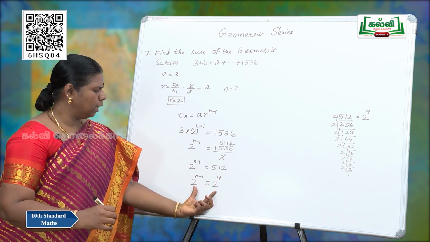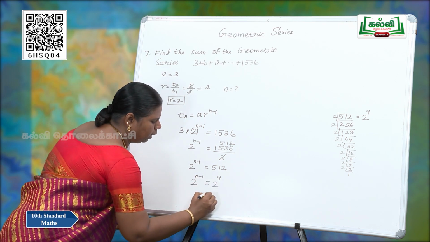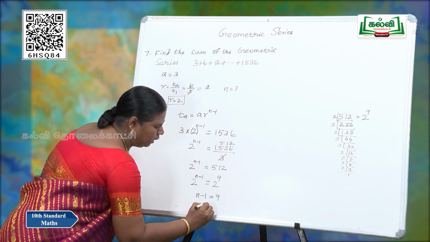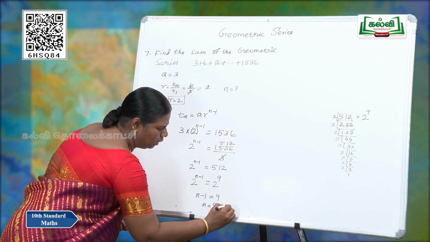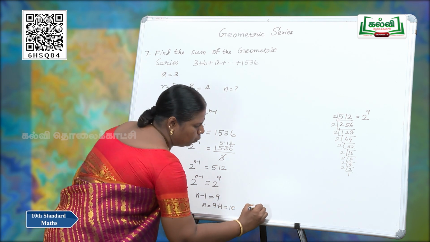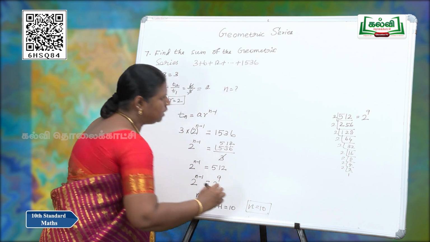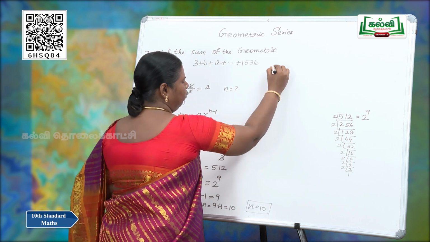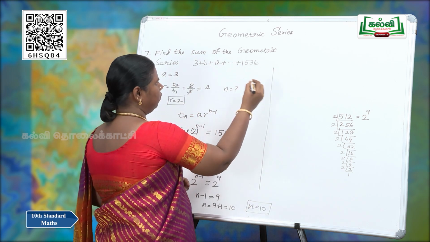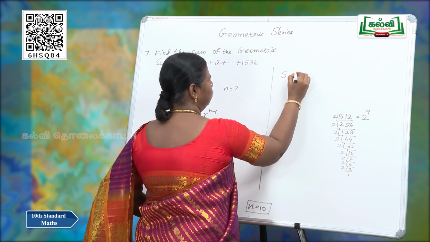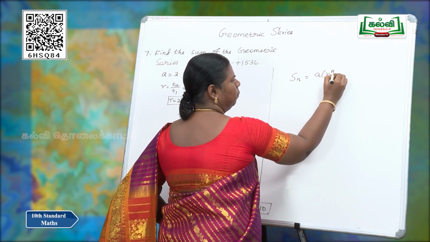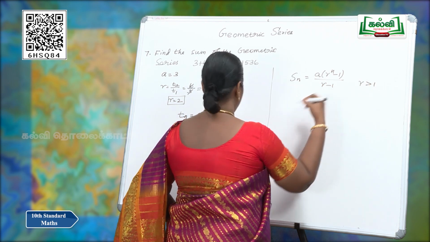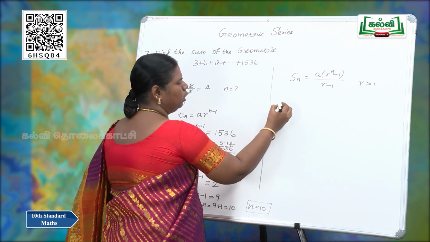The bases are same, hence the powers are also same. n minus 1 is equal to 9, minus 1 on transposition we get n is equal to 9 plus 1 is equal to 10. So, n is equal to 10. The 10th term of the GP is 1536. Now, we have to find the sum of these. Sn is equal to A into r power n minus 1 by r minus 1, where r is greater than 1. So, here we have to put the values.